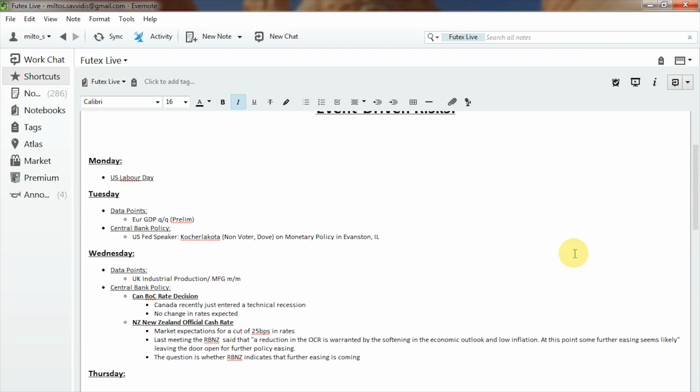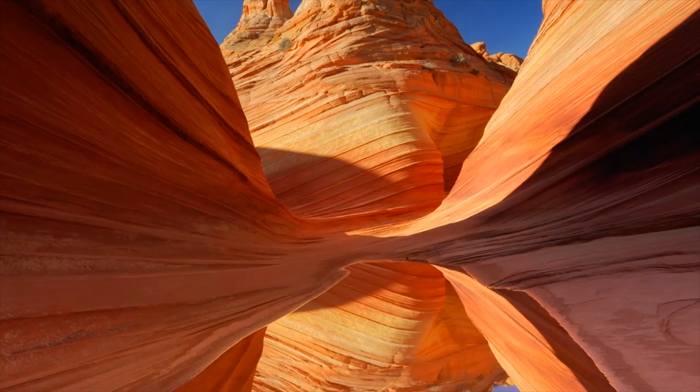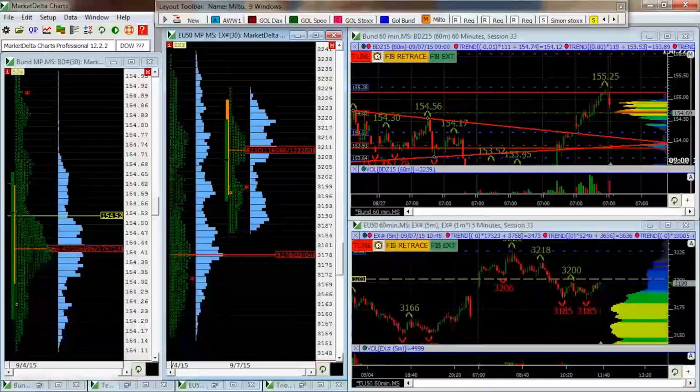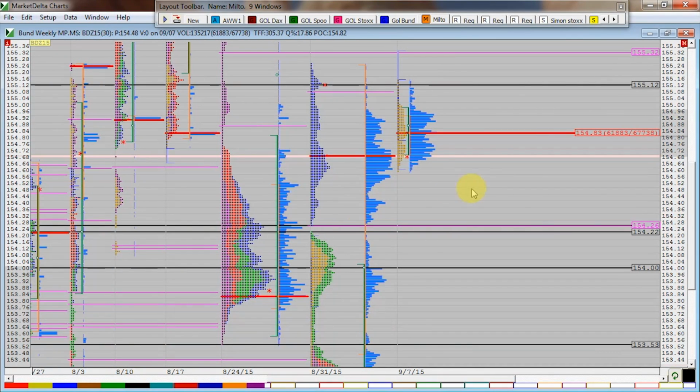Thursday, as we've seen, we did have the Bank of England, 25% risk allocation, and Friday 20% risk allocation, as we've got the PPIs and University of Michigan Consumer Confidence. We said just take a quick look to close this up at some of the technicals and the main markets that I trade. What's going to be particularly difficult for me to go through actually in the bunds is the weekly profiles we've seen this week.